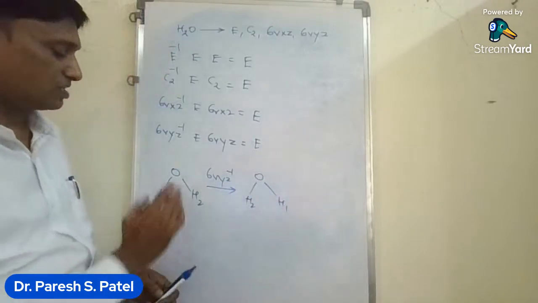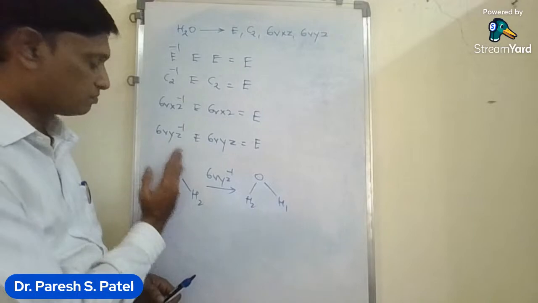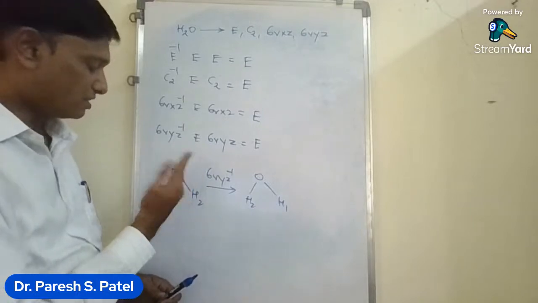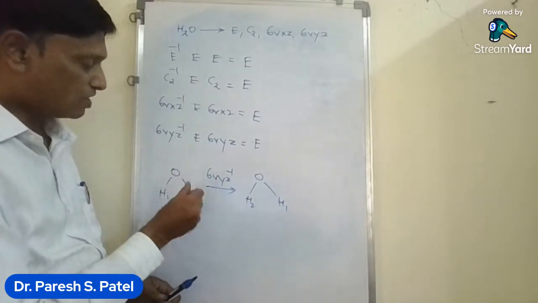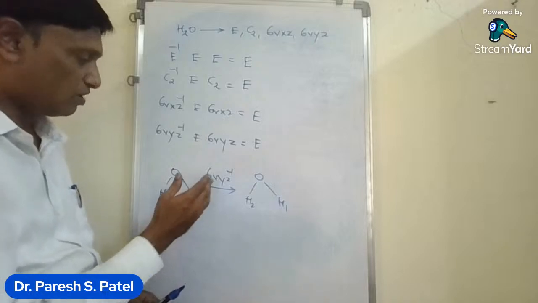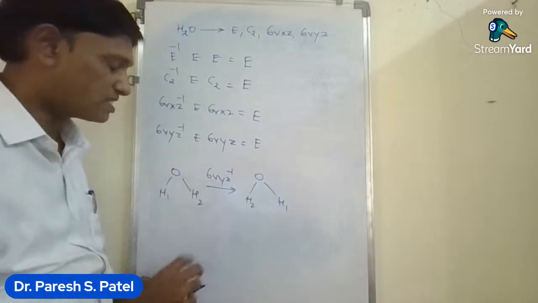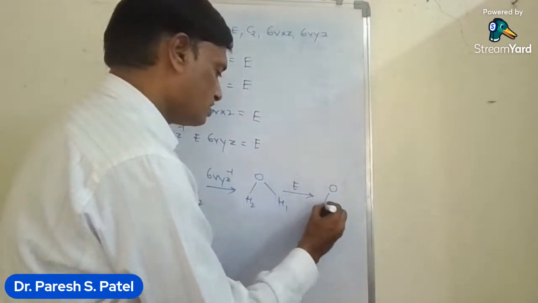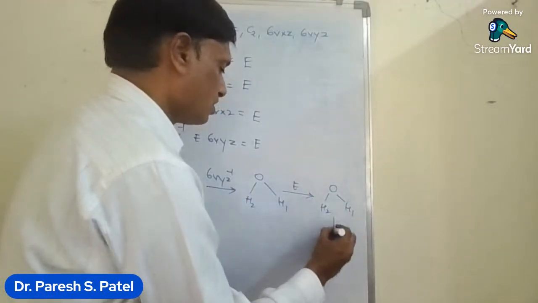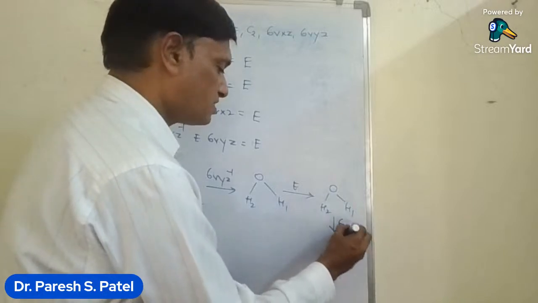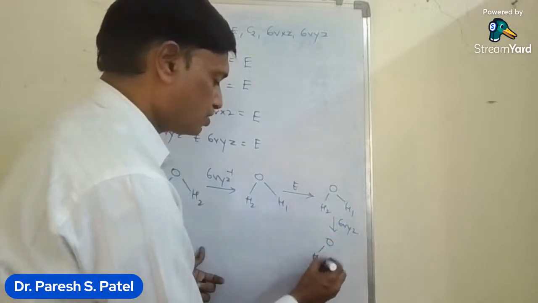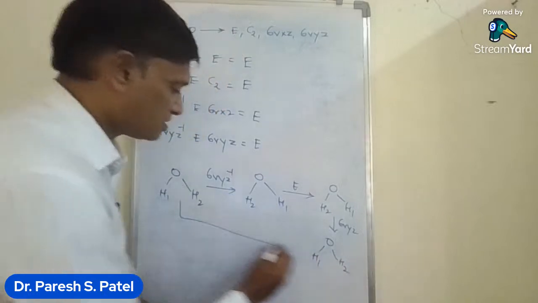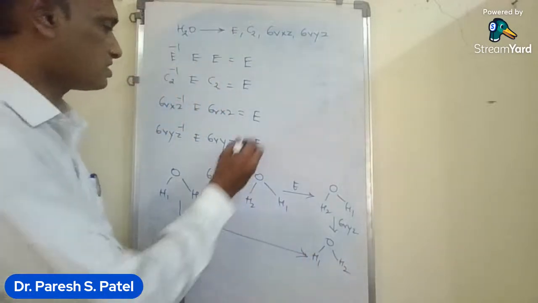And we know that in case of water molecule, if you operate either clockwise or anti-clockwise, both are the same. If you operate sigma V yz or sigma V yz, both are the same. Again, identity. So the result will be the same. Again, sigma V yz, so to give the original molecule. So the overall result is H1 and H2. It means identity.